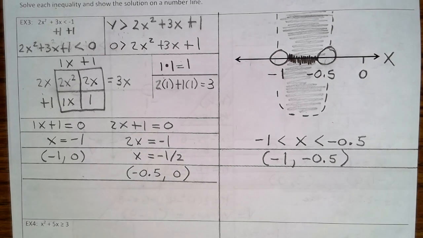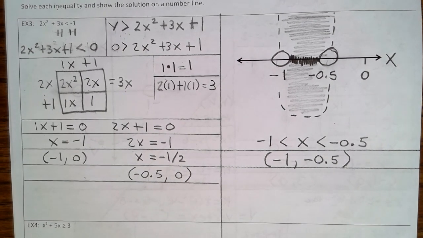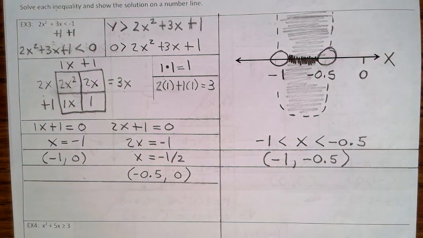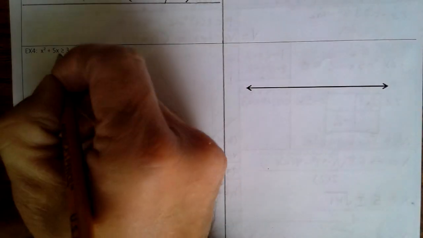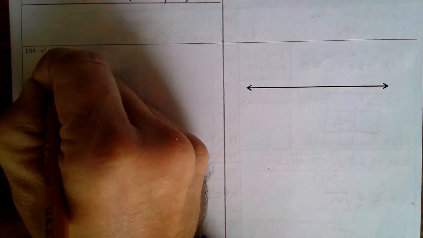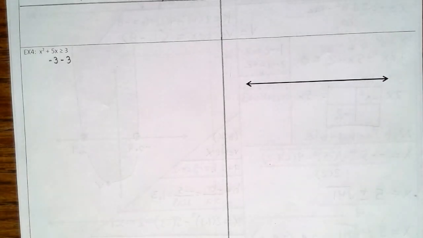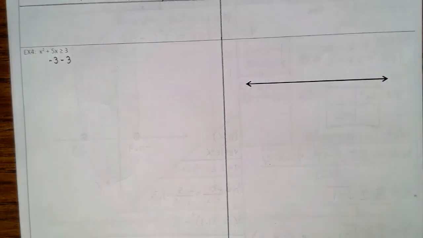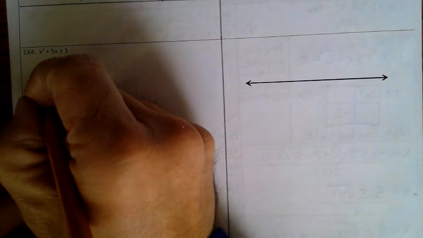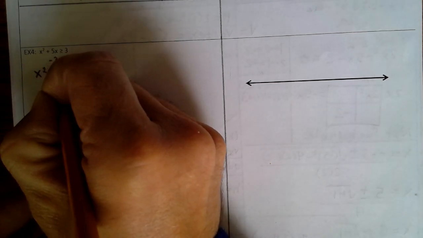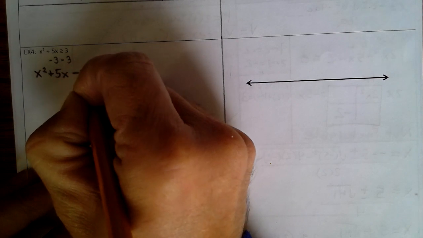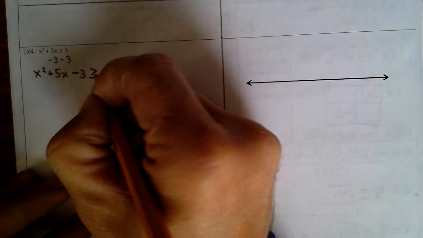Okay, go and finish up example 3. All right, let's take a look at example 4. Okay, now, just like before, we need to subtract 3 from both sides. So then that's x squared, I'm sorry, plus 5x minus 3 greater than or equal to 0.